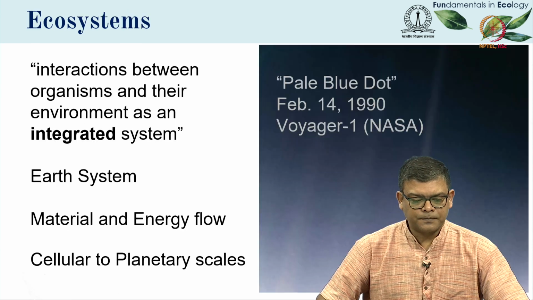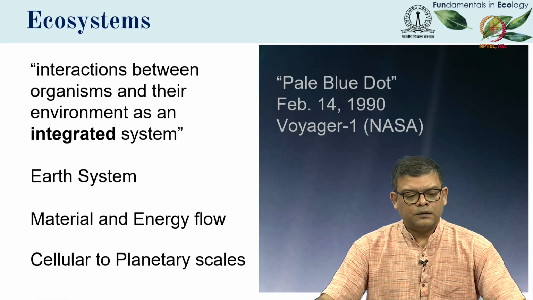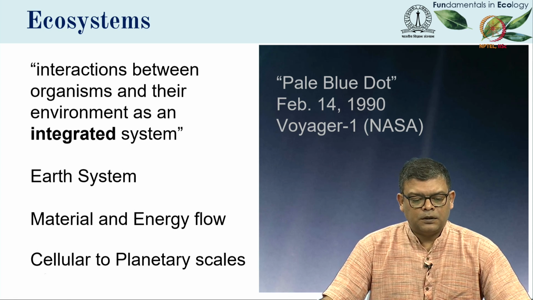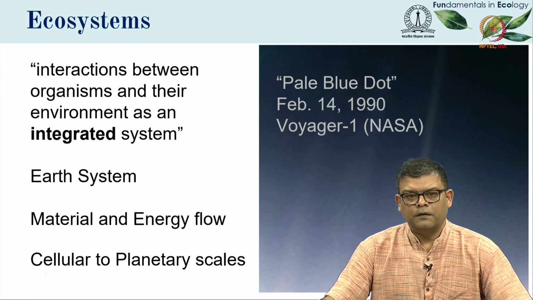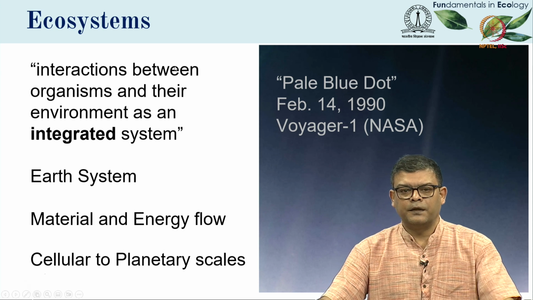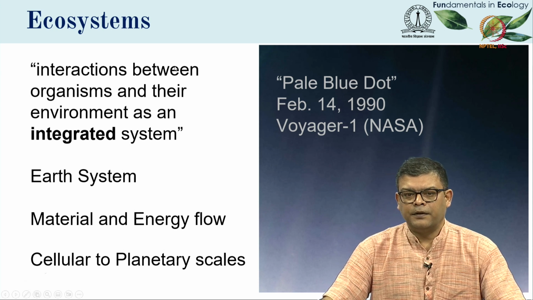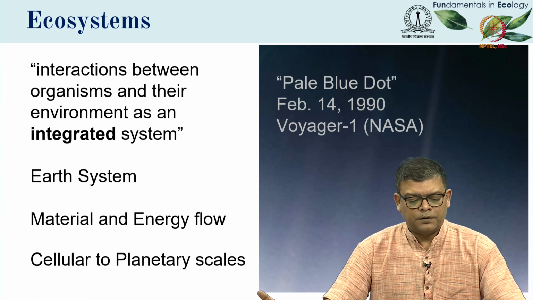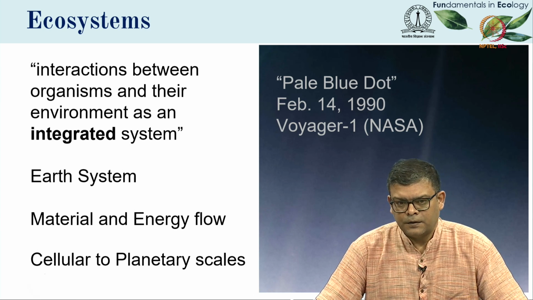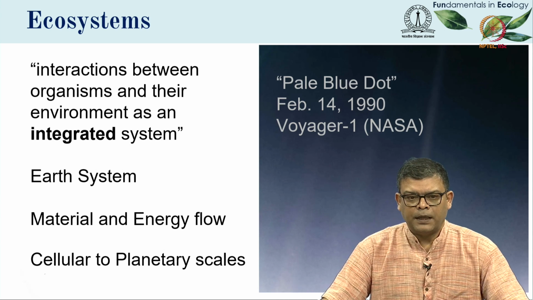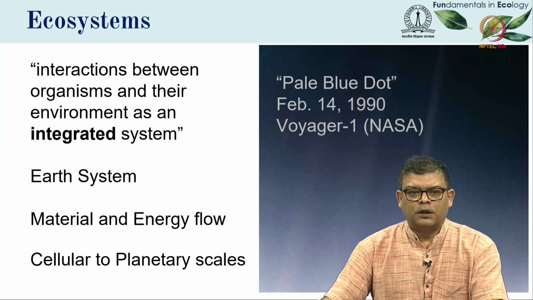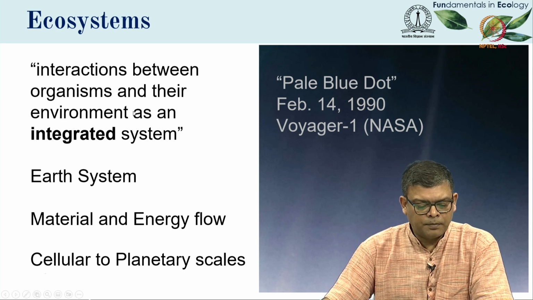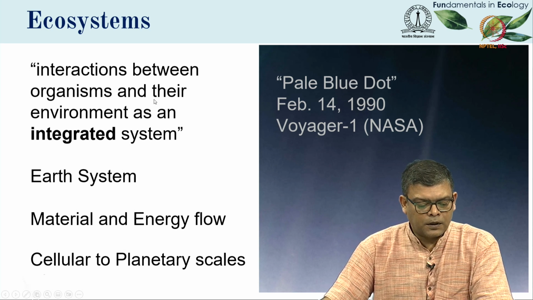So broadly, ecosystem science or ecosystem ecology is considered to be the study of interactions between organisms and their environment as an integrated system. The emphasis here is on the word integrated, and the context for this integration is the Earth system. So it's the ecology of the whole planet and all the parts that work together to make the Earth a very unique place in the universe for us.